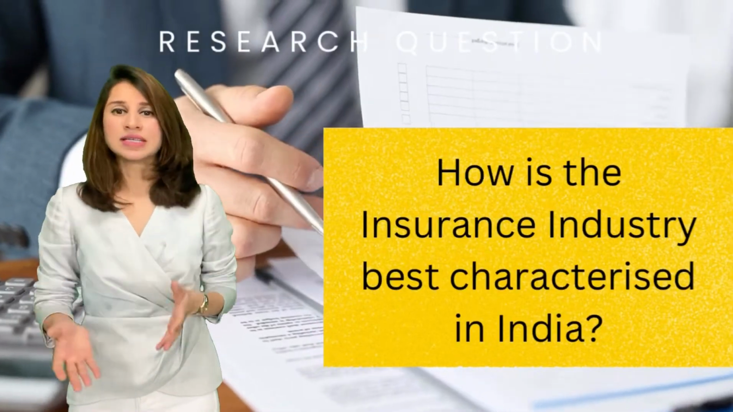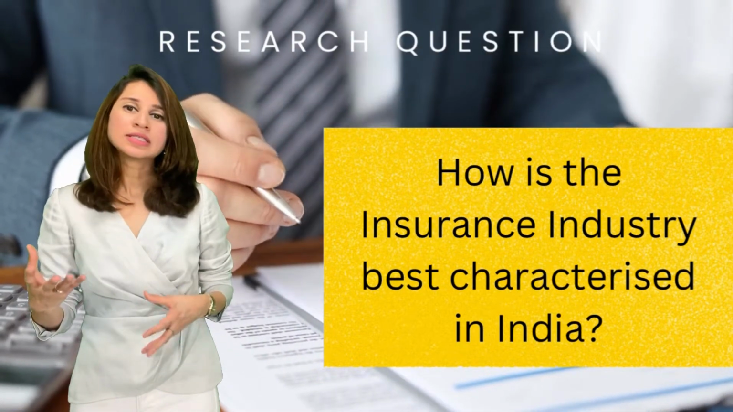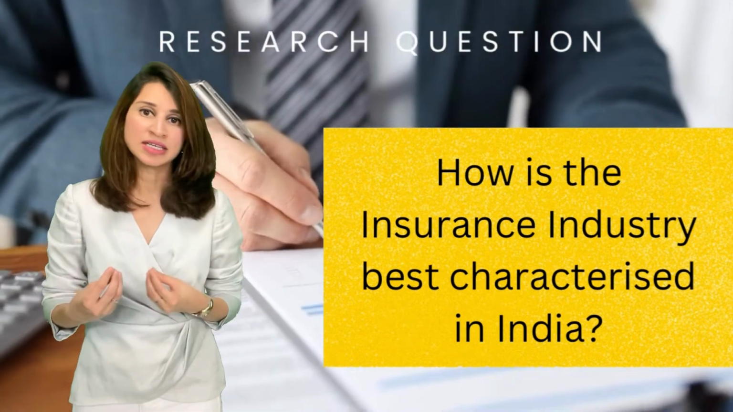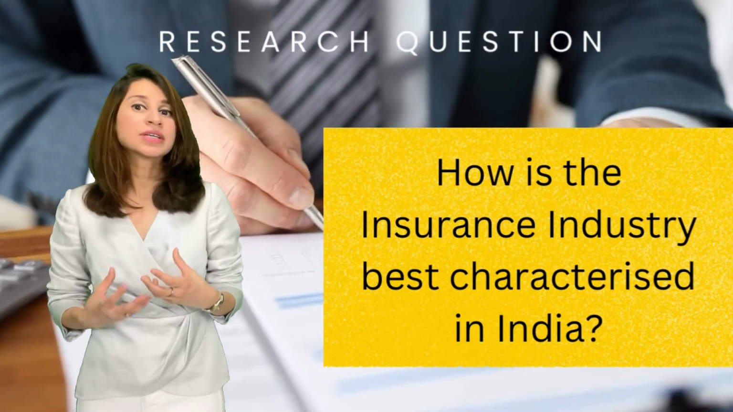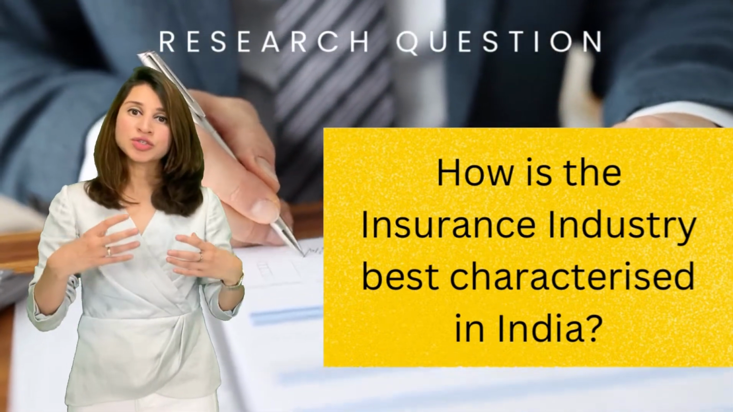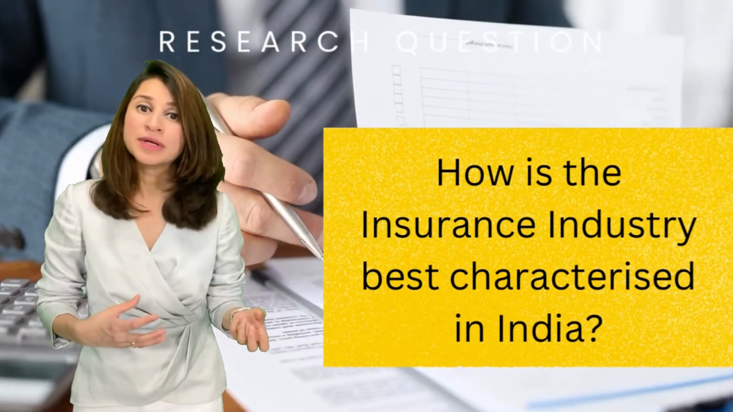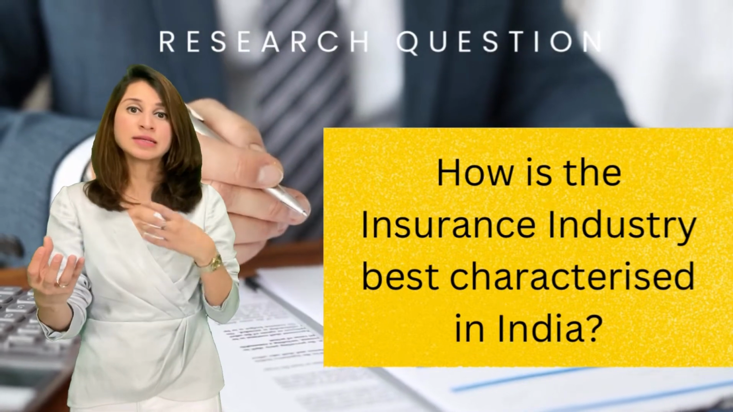Now, let's take another example. If your topic is something like, how is the insurance industry best categorized in India? You will have to talk about the significance of insurance and how the market structure could have a direct impact on society in terms of its economic well-being due to the premium and the pricing and the claim settlement ratio, etc.